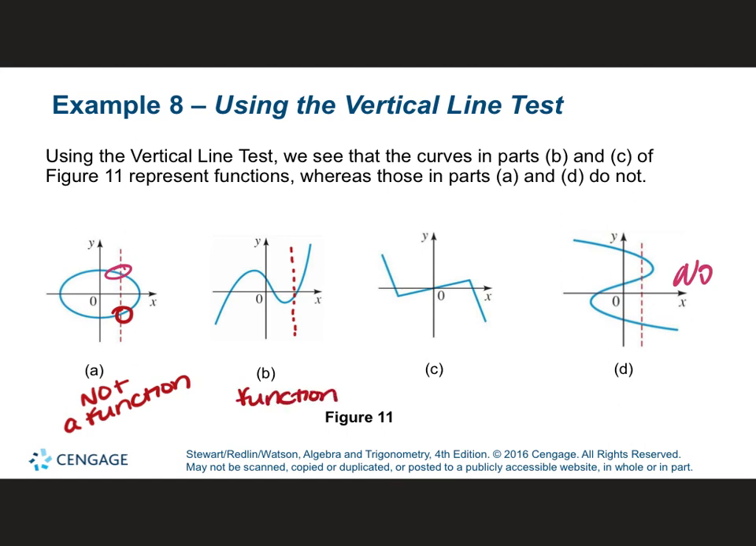Same thing with C. If at any point you drew that vertical line through the line that's already there, the blue line, you have a function because it only intersects once. And then with D, you have that vertical line that intersects 3 times, so this one is not a function.